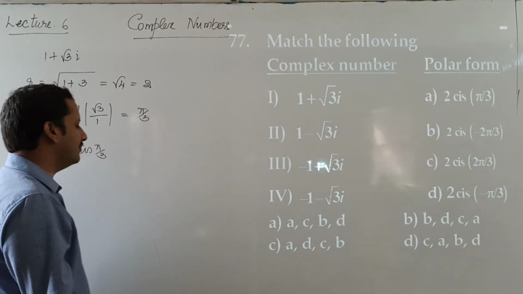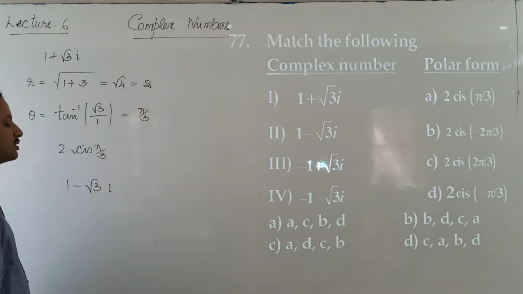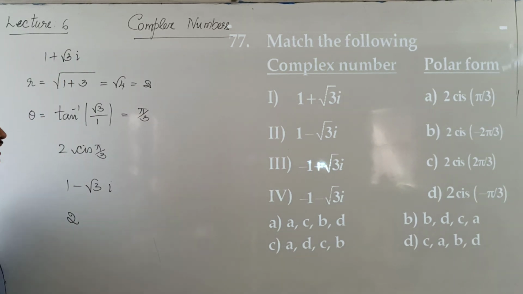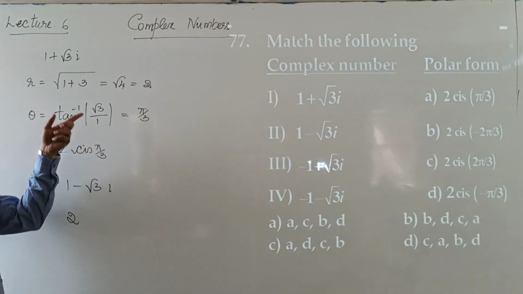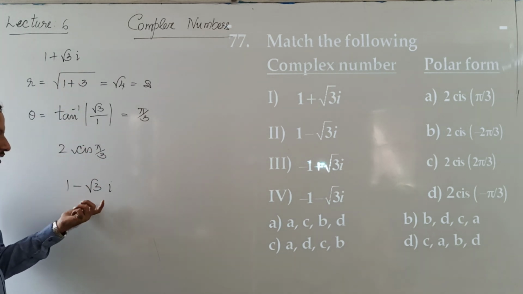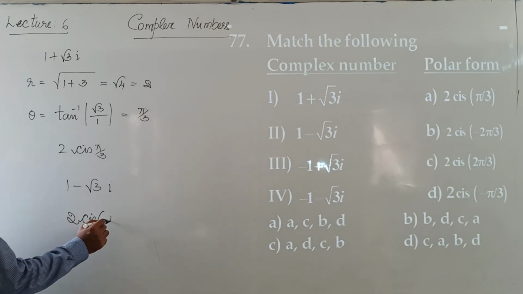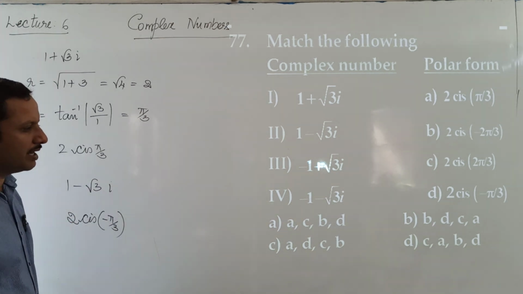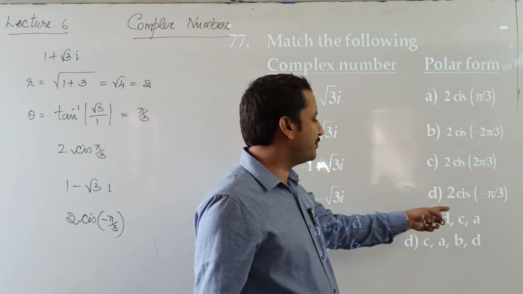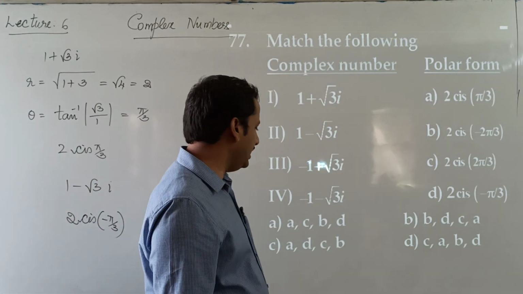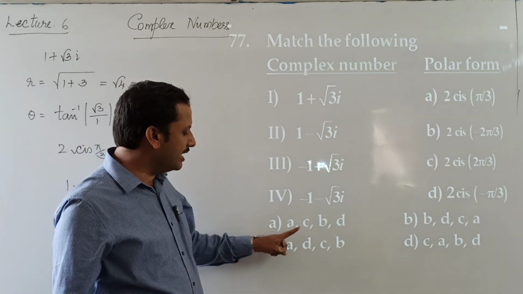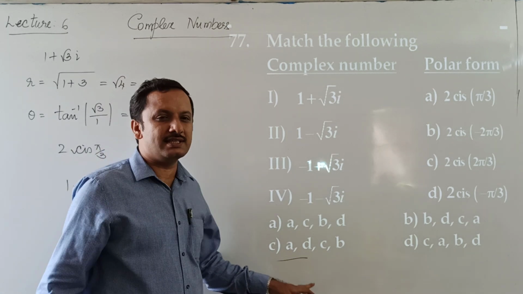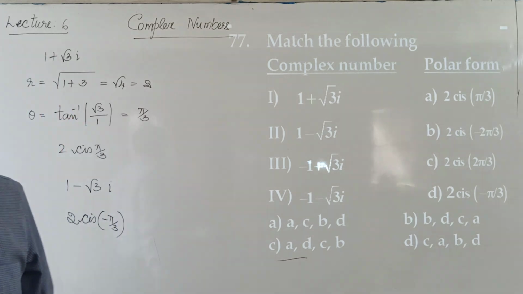Okay. Then I will take the second one, 1 minus root 3i. It is the conjugate of 1 plus root 3i. So the modulus will remain the same and the amplitude will be the negative of the amplitude of this. For the first one, the amplitude is pi by 3. Therefore, for this, the amplitude is minus pi by 3. Which means the polar form of 1 minus root 3i will be 2 cis minus pi by 3. So 2 should be matched with D. Those two options we have already mentioned. Here 2 is matched with C, whereas here 2 is matched with D. Therefore, this is the right answer. Option C is the correct answer.